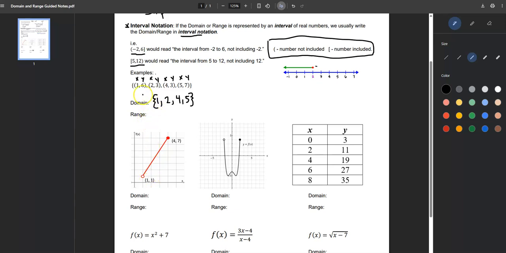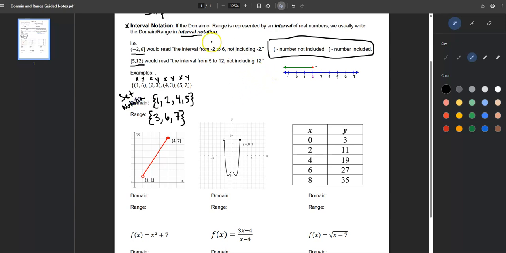And then my range, I'm just going to list out all my y's. Again, you can do it in numerical order if you want to. So that should be 3 and 6 and 7. I do not need to write 3 twice if it repeats. I'm just simply communicating what y values it has, okay? And then I put those squiggly brackets. This is what we call set notation.